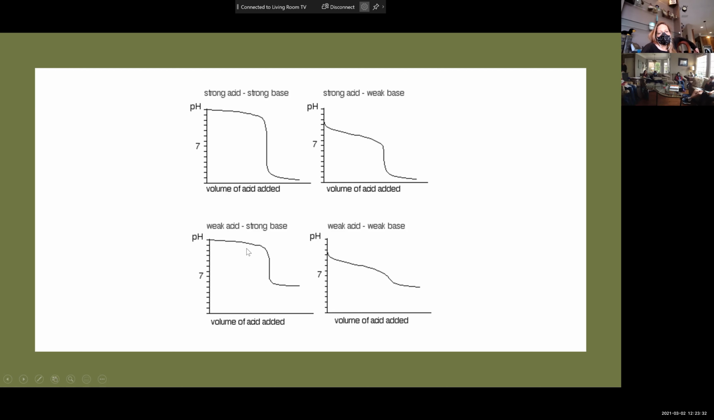And for this example, where you have your weak acid and your strong base, it doesn't get all the way to the bottom. And then in this one, it goes very, very low, and it slopes gradually.